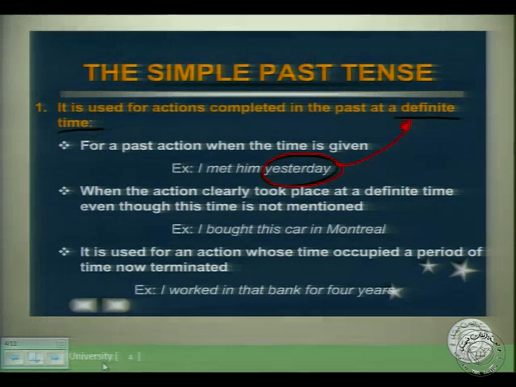I bought this car in Montreal. It is not mentioned the time, but it is known for you at least that you bought a car some time a while ago. It is used for an action whose time occupied a period of time now terminated. I worked in that bank for 4 years. So for 4 years, a definite time, but it's no longer there. So he's no longer working for that bank. It's only just for 4 years.